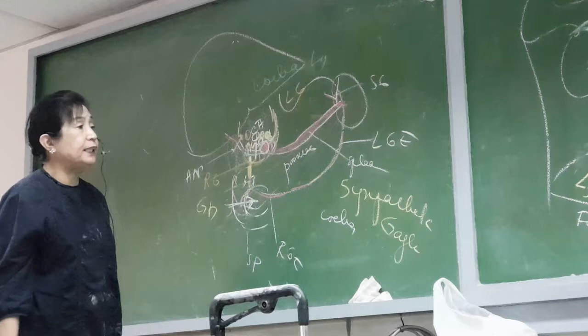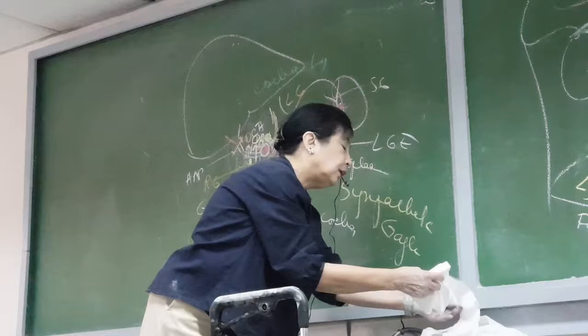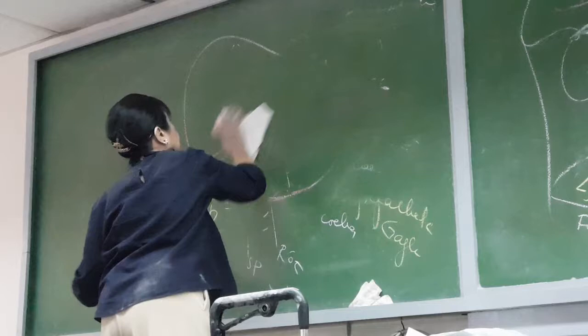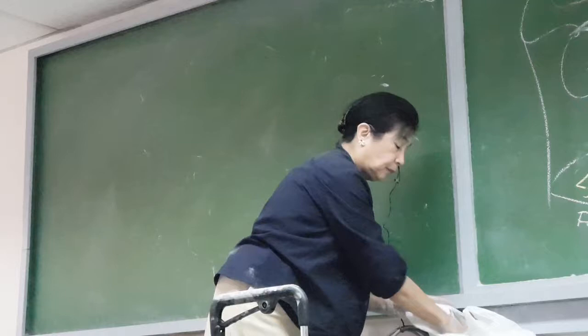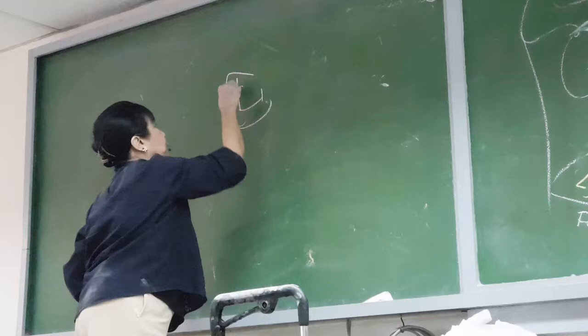How about your superior mesenteric artery? Supplying the midgut. Okay? Superior mesenteric artery, nasaan yun? Where do you find the superior mesenteric artery, class? Where? This one here is your duodenum. 1, 2, 3, 4. And you have the pancreas.